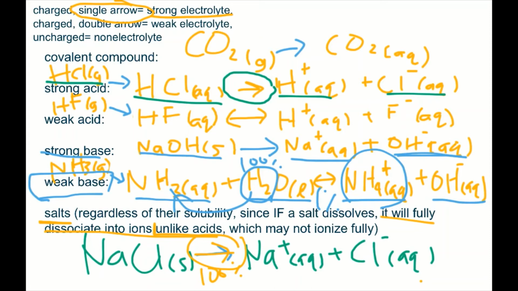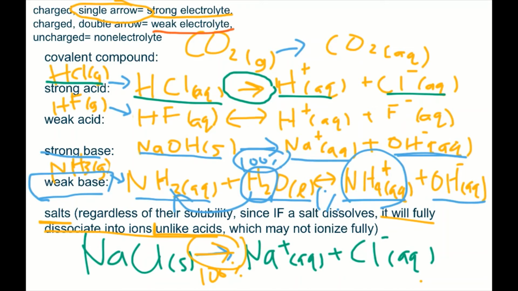And since these are charged particles and it's a single arrow, meaning it goes to completion, so 100% means completion, then strong bases are strong electrolytes. Now let's look at what weak electrolytes are.